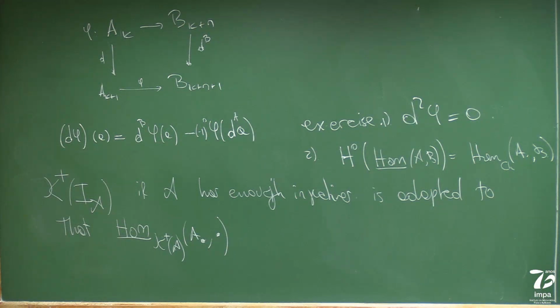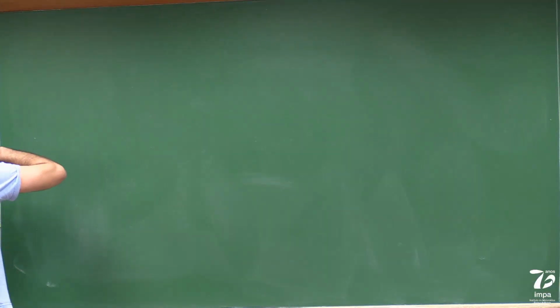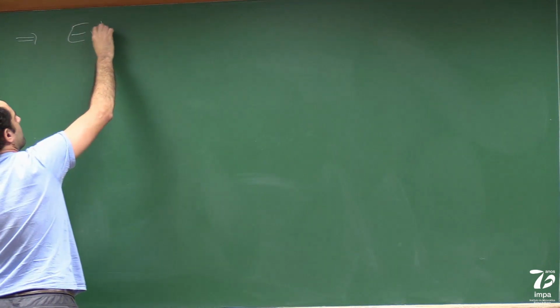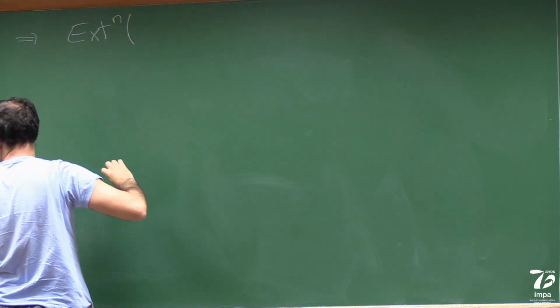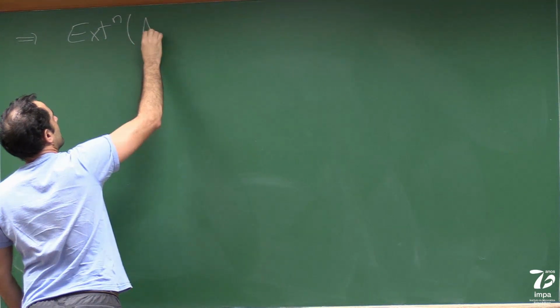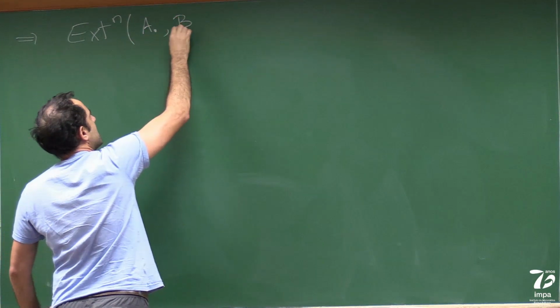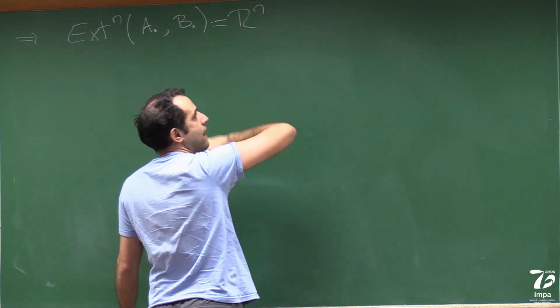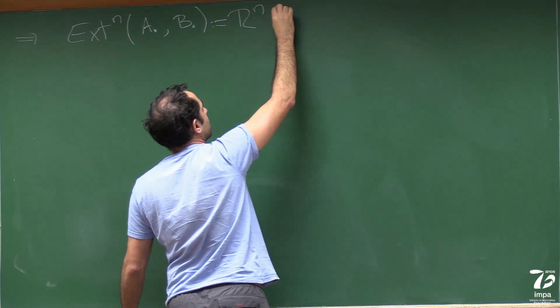Okay. And now once you have that, then you get exactly the same thing of Ext groups that we've computed at the beginning. I'm not going to have time to finish. So a corollary of this is that I can define Ext^n(A, B) as the n-th homology of that complex.